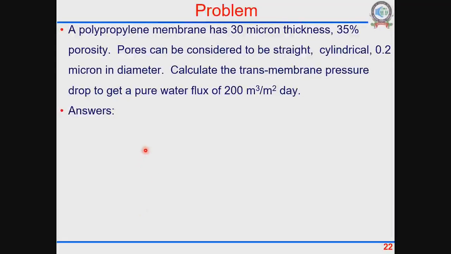Okay, here is a problem for you to solve. Imagine a polypropylene membrane. It has a thickness of 30 micron. It has a porosity of 35%. Let's assume right now that pores are considered to be straight, cylindrical, 0.2 micron in diameter. Calculate the transmembrane pressure drop delta P required to get a pure water flux of 200 meter cube per meter square per day. Again, at this point, you should pause the video and then try to do this problem yourself before going further.